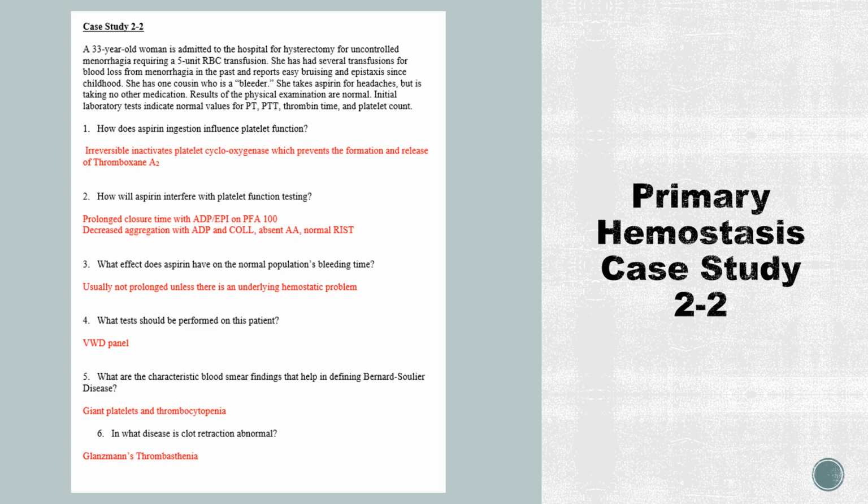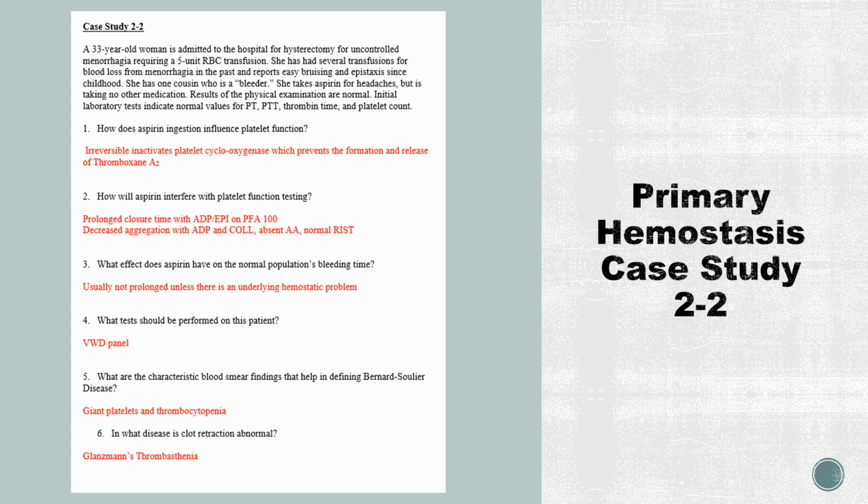We could perform some tests on this patient. We really don't have any way of knowing what's going on exactly, but we could do a von Willebrand panel. We know that von Willebrand disease is associated with menorrhagia, and it's more prevalent in women. I mean, of course, men don't menstruate, but I'm saying von Willebrand's is more common in women. So we could do that von Willebrand panel with the factor VIII assay, the von Willebrand antigen, and the von Willebrand factor activity, just to see what we're looking at there.